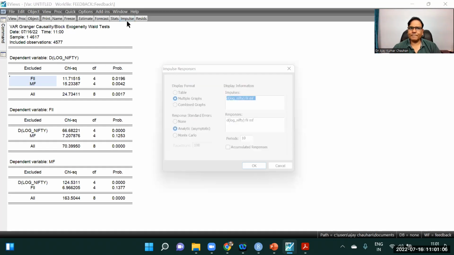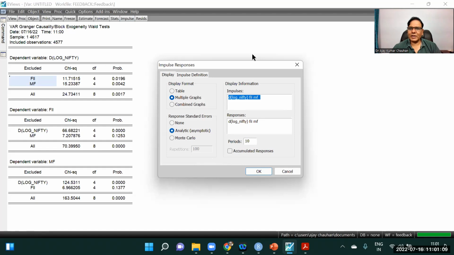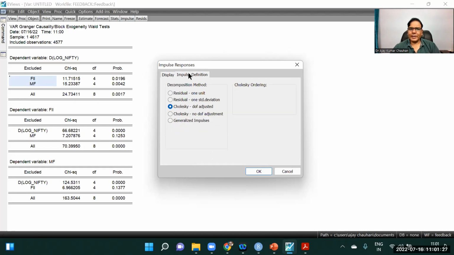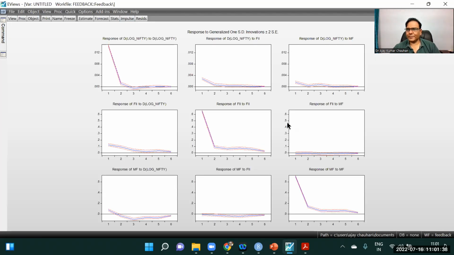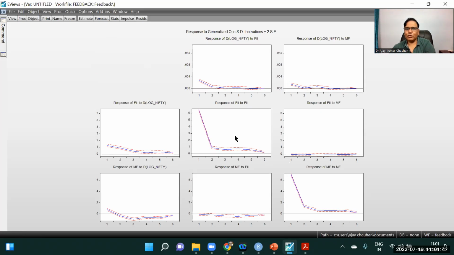After that, you go to the impulse. And in impulse, we are having many options. First of all, I have to see simple response for lag 6, let's say, and multiple graph. In impulse definition, go for generalized impulses to remove the ordering problem. And this is the response. In this response, we don't need to check Nifty to Nifty. The diagonal we need to remove.